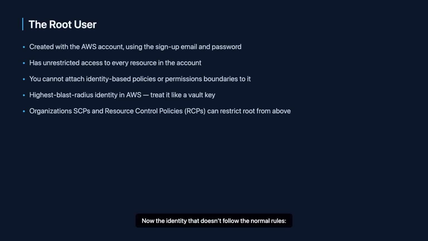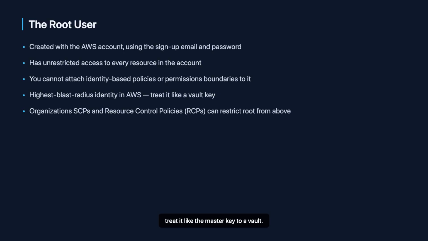Now the identity that doesn't follow the normal rules, the root user. It's created with the account using the sign-up email and password, and it has unrestricted access to every resource. Here's the part that catches people off guard. You cannot attach an identity-based policy to root at all, and you cannot set a permissions boundary on it either. So nothing inside the account, attached to root, can reduce what root can do. That makes root by a wide margin the highest blast radius identity in Amazon Web Services.